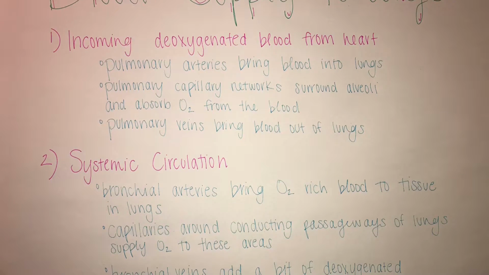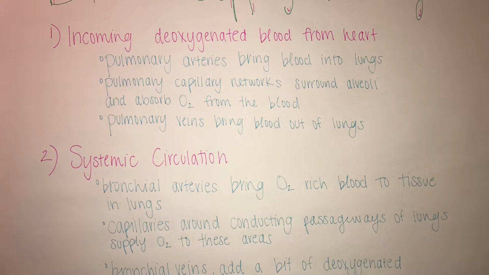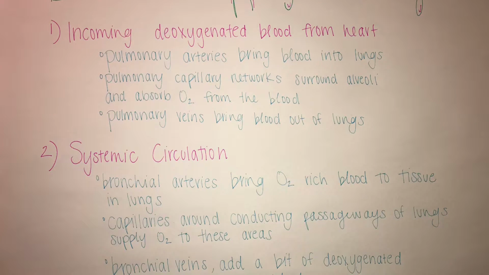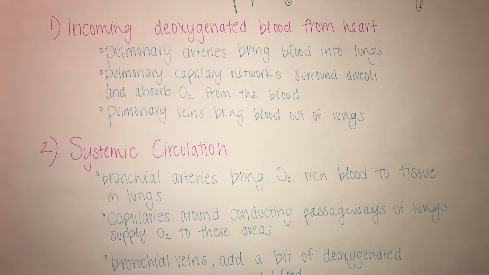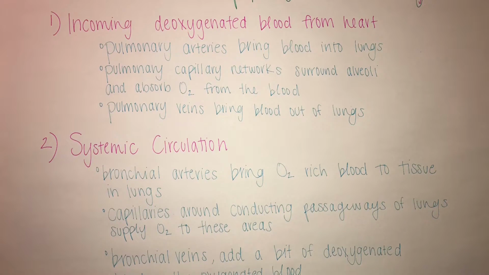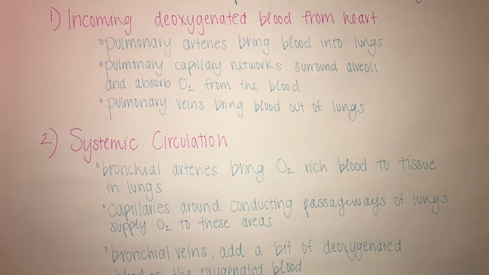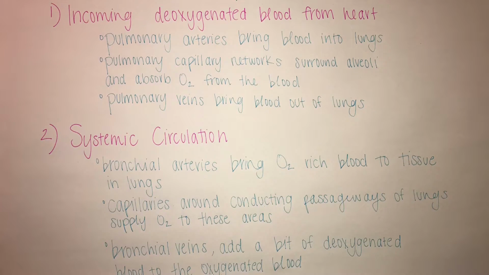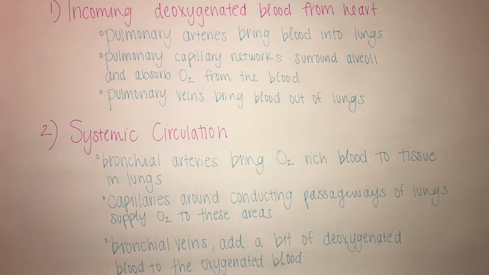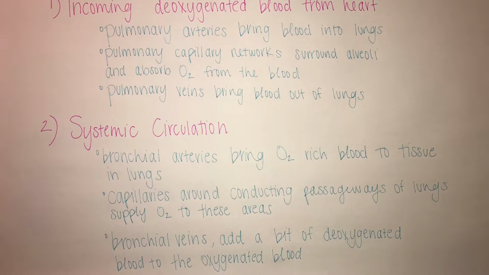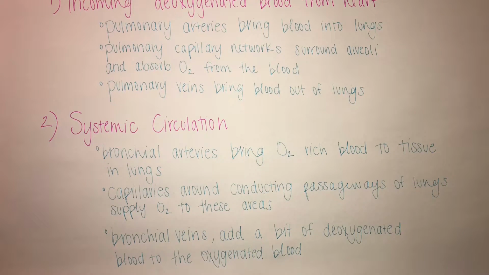Just as the rest of the body requires oxygenated blood, the lungs do as well. Bronchial arteries bring oxygen-rich blood to the tissue in the lungs, and then capillaries around conducting passageways of the lungs supply oxygen to these areas. Bronchial veins add a bit of deoxygenated blood to the oxygenated blood.